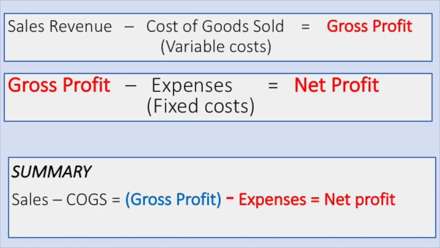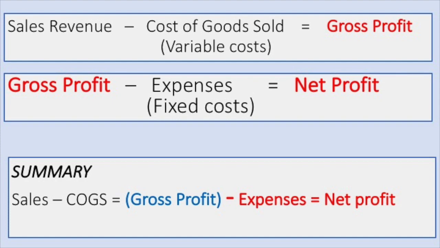Sales minus COGS, costs of goods sold, equals gross profit. Gross profit minus the other costs, rent, electricity, utilities, water, advertising, equals net profit. At the bottom, I've combined both of the top two boxes into one. Sales minus COGS equals gross profit. That's just what it says at the top. Gross profit is in blue to show you that that is the end of one formula and the start of another. Sales minus COGS equals gross profit. Gross profit minus expenses equals net profit.